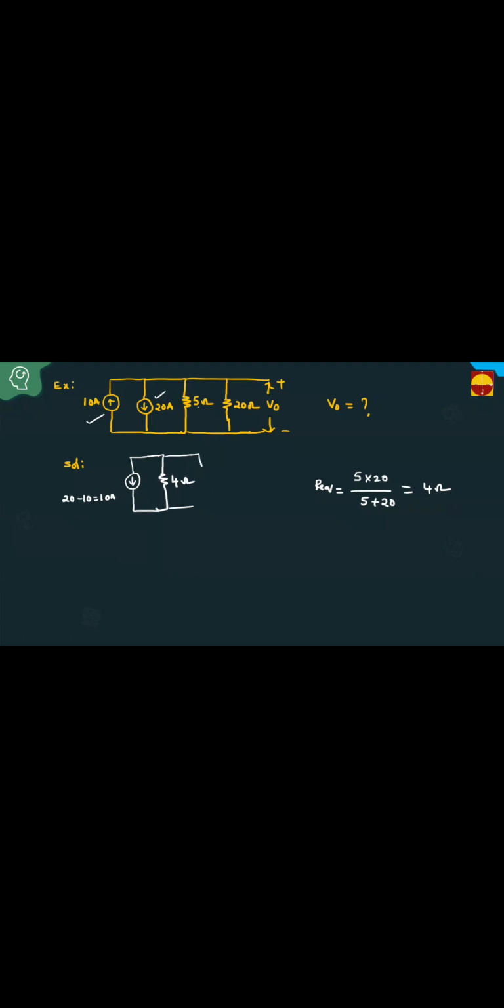Now you tell me what is V naught? This is 10 amperes. The current here is also 10 ampere. V naught equals 10 into 4. But this polarity and this polarity are opposite, so minus. This is equal to minus 40 volts. Clear? Any doubt? Or otherwise, this current is 10 ampere.